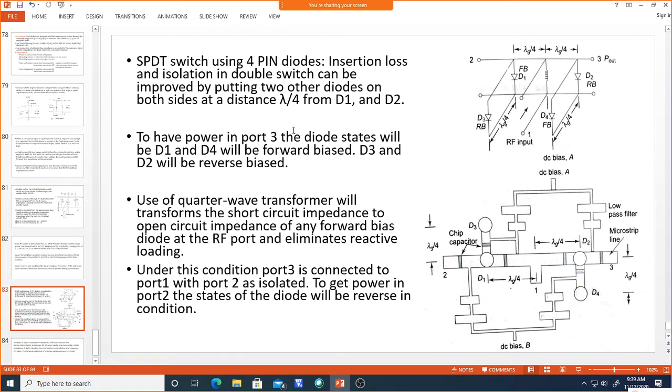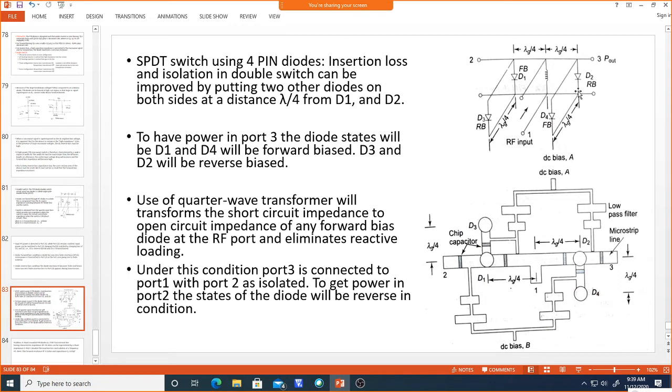For the SPDT switch, we can also use 4 pin diodes. If you use 4 pin diodes, the insertion loss and isolation in the double switch can be improved. If you use only 2 diodes, the insertion loss and isolation is less compared to the 4 pin diode configuration. So how do we improve it? By putting 2 other diodes on both sides at a distance of lambda by 4. You can see this distance is lambda by 4, and this distance is also lambda by 4. So now isolation and the insertion loss can be improved by using 2 more diodes, placed lambda G by 4 apart.